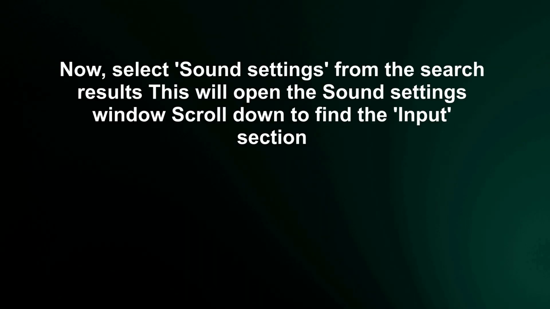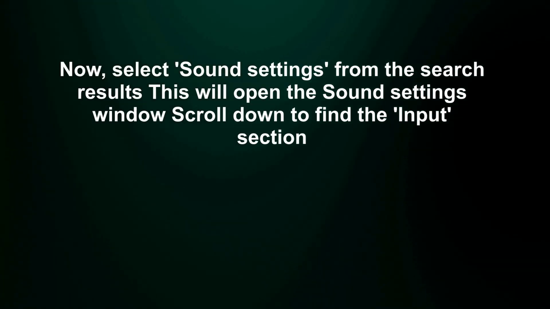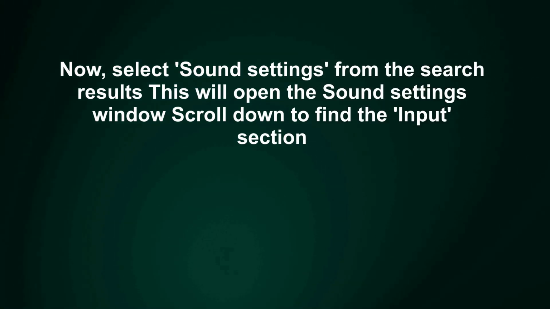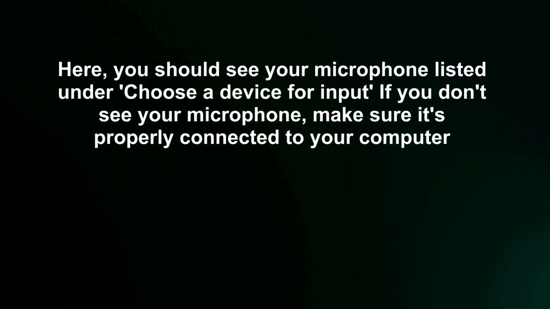First, click on the Start button. In the search bar, type Sound Settings. Now, select Sound Settings from the search results. This will open the Sound Settings window. Scroll down to find the Input section. Here, you should see your microphone listed under Choose a device for input.